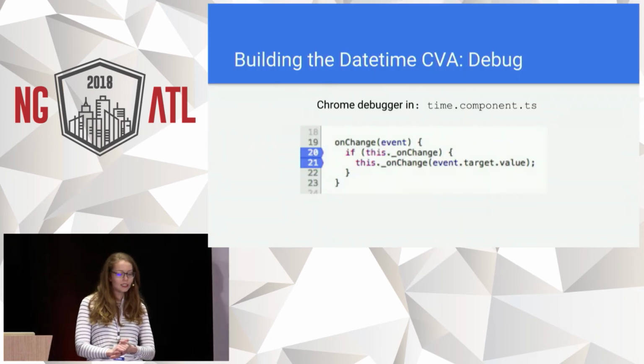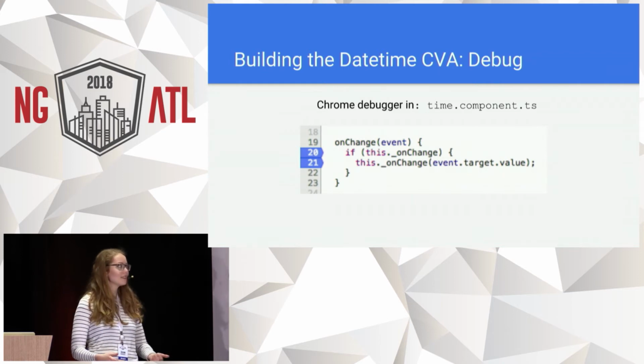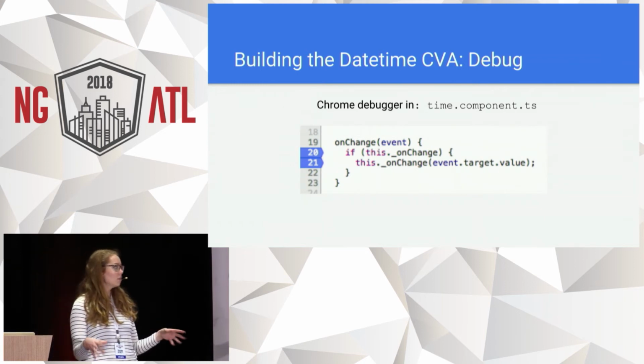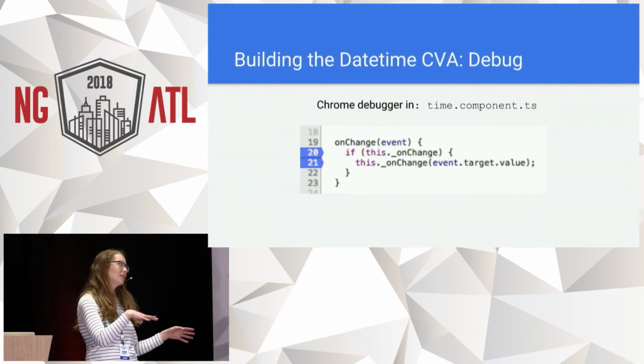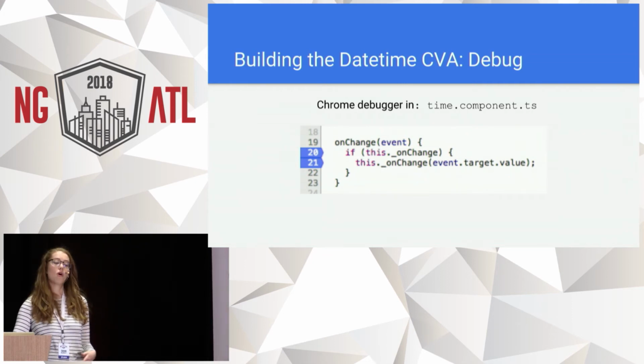I started to debug, and I went into my time component, and I was like, OK, if there's an onChange function, I know I'm being called by the Forms API. This is the first step, because the Forms API has to get into the CVA to pass me the data so I can pass it to my parent. So I need to know that I have this onChange function. And actually, when you put the second form control within the form control, you never get this onChange function. So the Forms API doesn't know that it's a form.